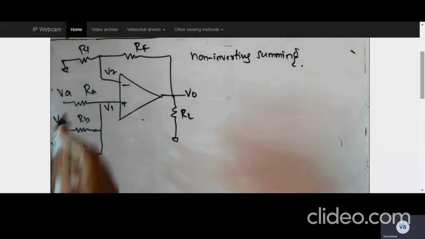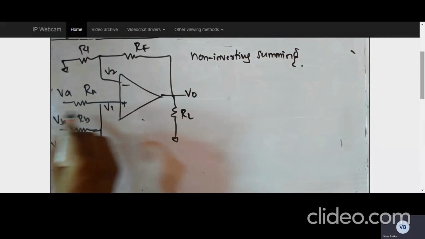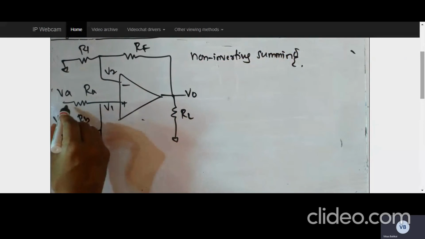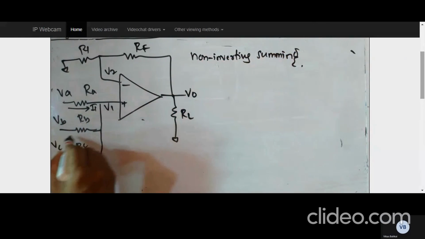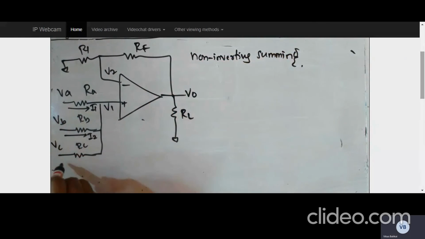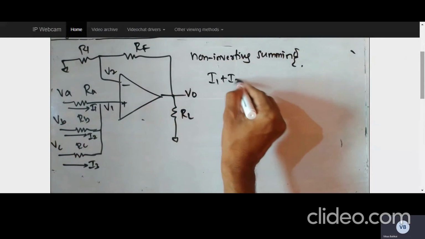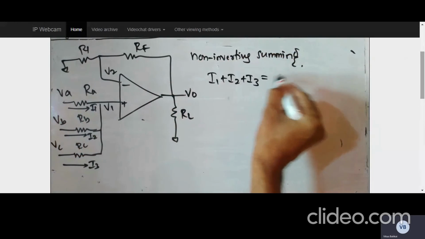Now, in all these voltage terminals, there is a current flowing over here, which is basically my I1, here is my I2, and here is my I3. So if I apply Kirchhoff's current law, which I usually do for the inverting summing amplifier configuration, how does my current look? I1 plus I2 plus I3, and this should be equal to some current.